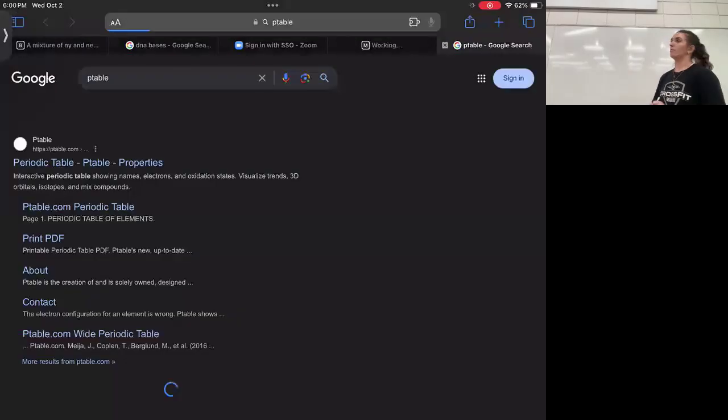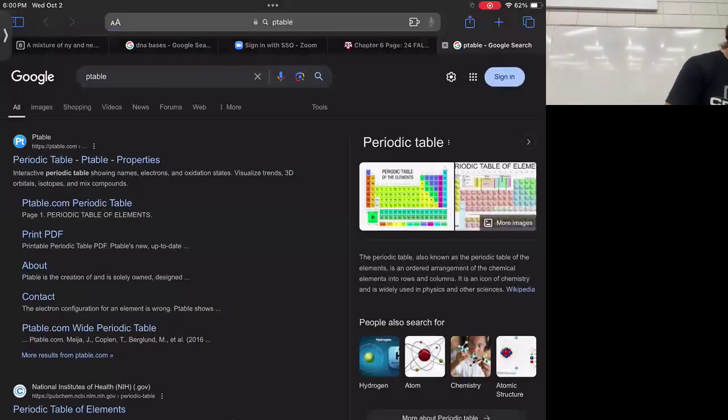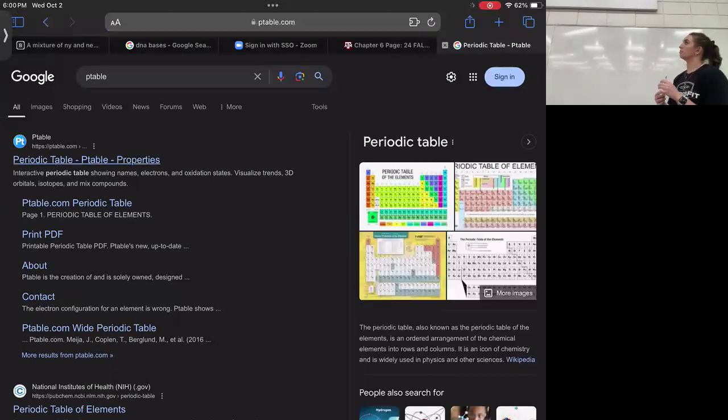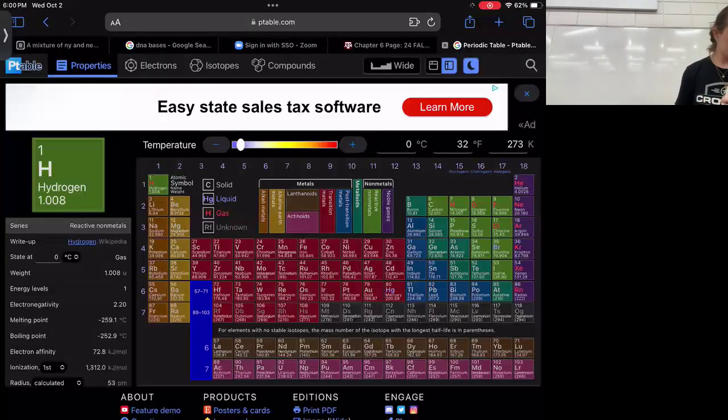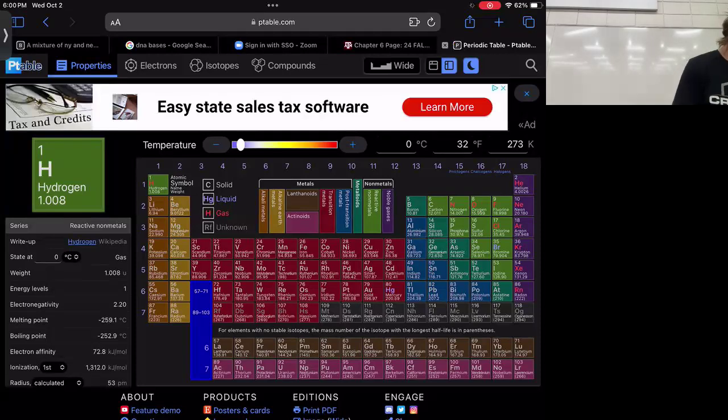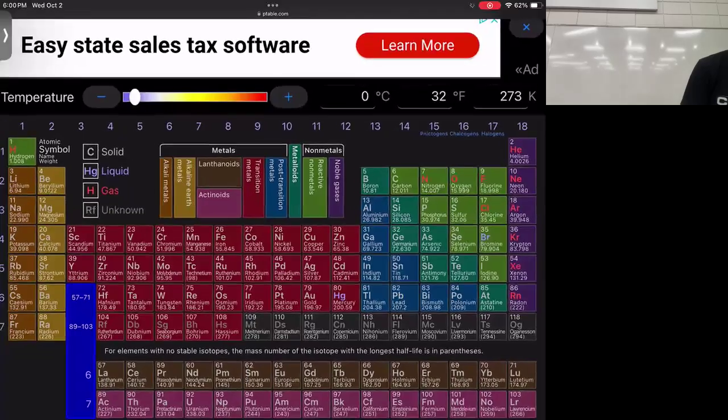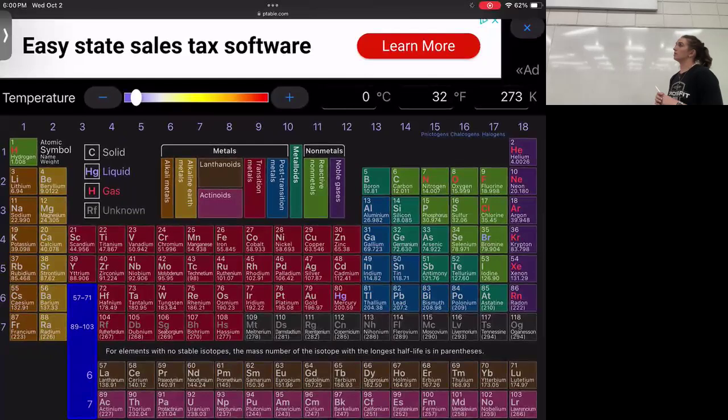So I love the periodic table. Obviously I'm a chemist, but as a visual tool, I think it is super, super helpful. So when we talked about the S subshell, we're talking about the 1s subshell. That's the first energy level, the lowest energy level.